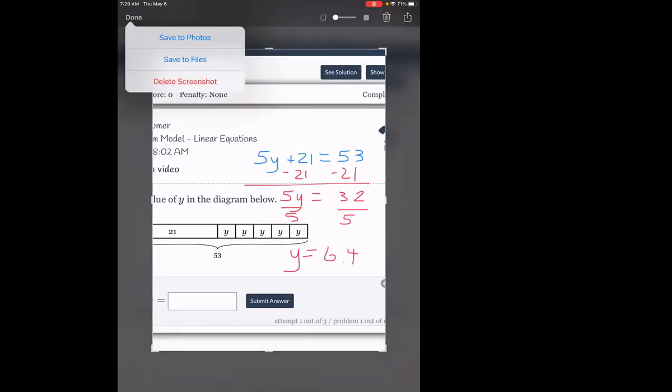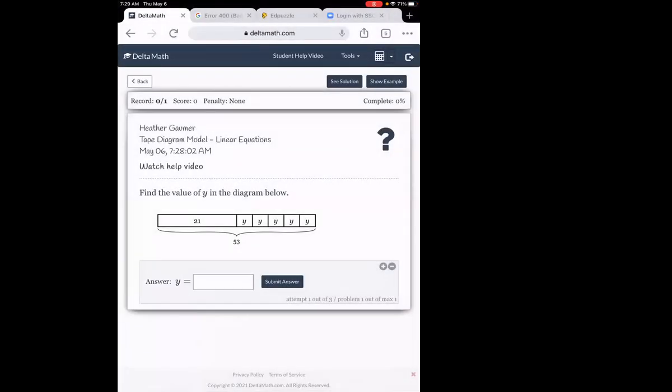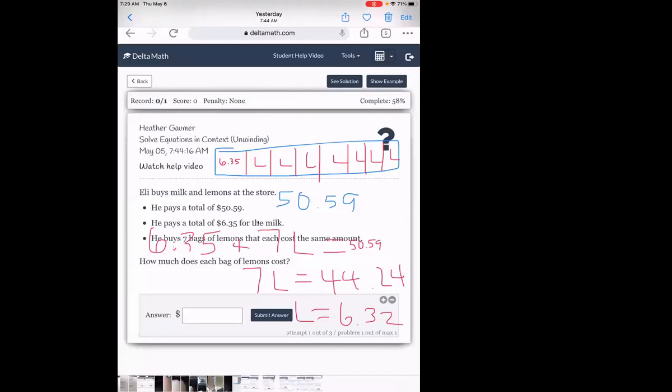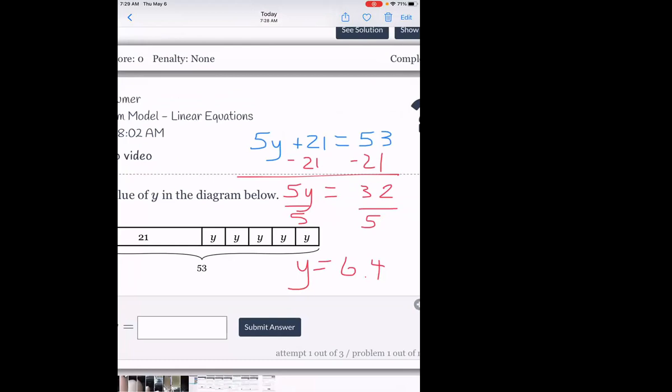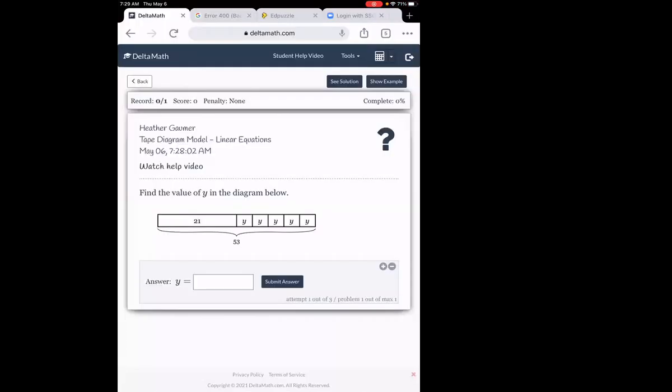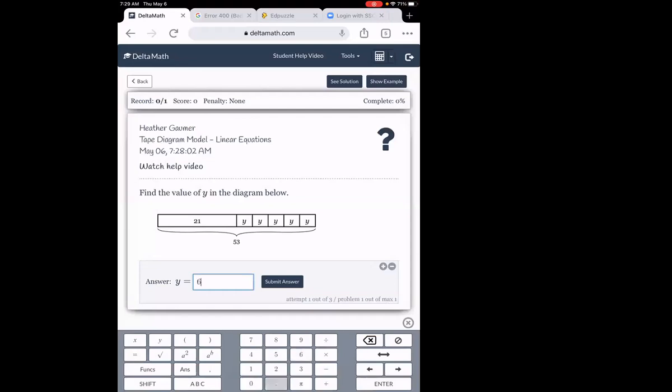I'm going to save to photos. Okay, let me go into photos in case you missed it. There it is. Okay, so there's my work for this problem. And then I can go ahead into my answer here, and I'm going to type in 6.4 and submit my answer. Before I submit, does anyone have any questions?